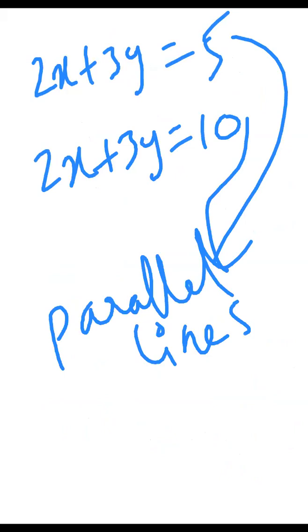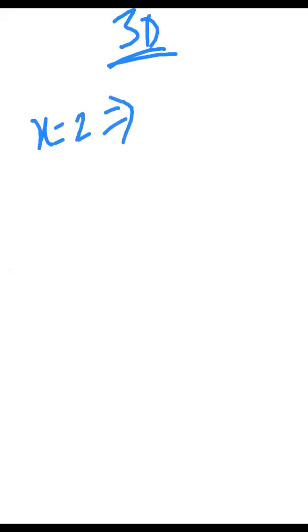Okay. Next, the 3D system. In the 3D system, suppose you have only one variable, say x is equal to 2. It indicates a plane. A single variable will give you the plane. x is equal to 2 is a plane.